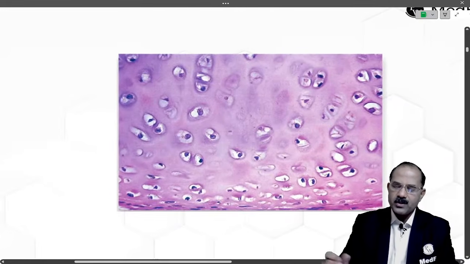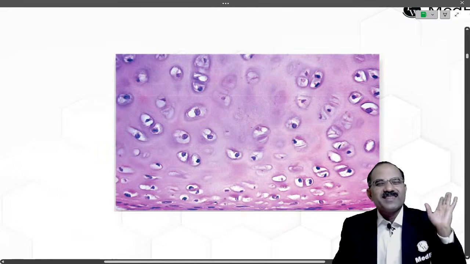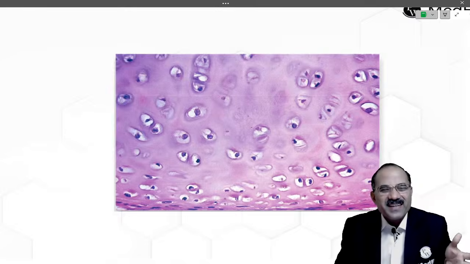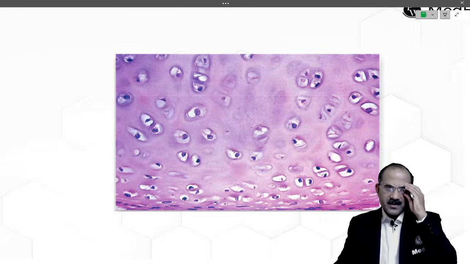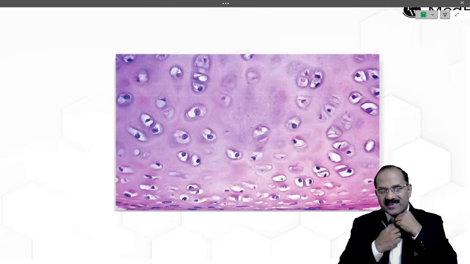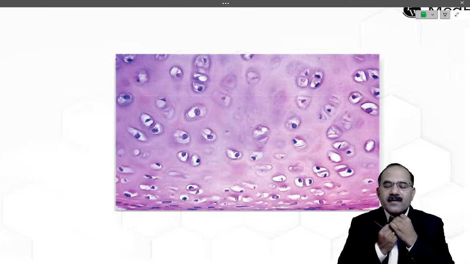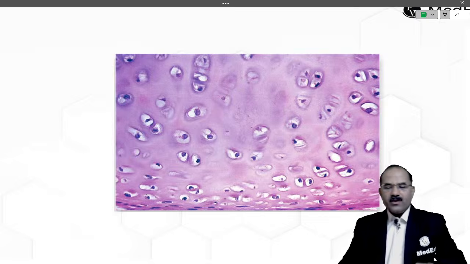Have a look at this. What is this? Can anyone guess this? The easiest slide on earth that anyone can get. What is this slide? The easiest slide. Histology is always scary, and a slide for discussion is more scary. Yes, this is a hyaline cartilage. This is a slide of hyaline cartilage.